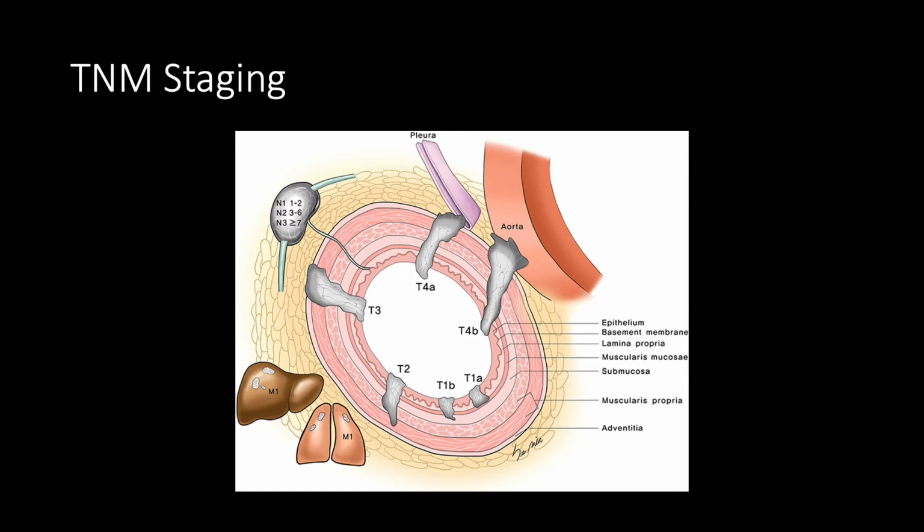So if the lesion is T1, there is invasion of the lamina propria, muscularis mucosa, or submucosa. For T2 lesions, there is invasion into the muscularis propria. For T3 lesions, there is invasion into the adventitia. For T4a lesions, there is invasion of a resectable adjacent structure such as pleura, pericardium, and diaphragm. And for T4b lesions, there's invasion of an unresectable adjacent structure such as the aorta, vertebral body, and trachea.